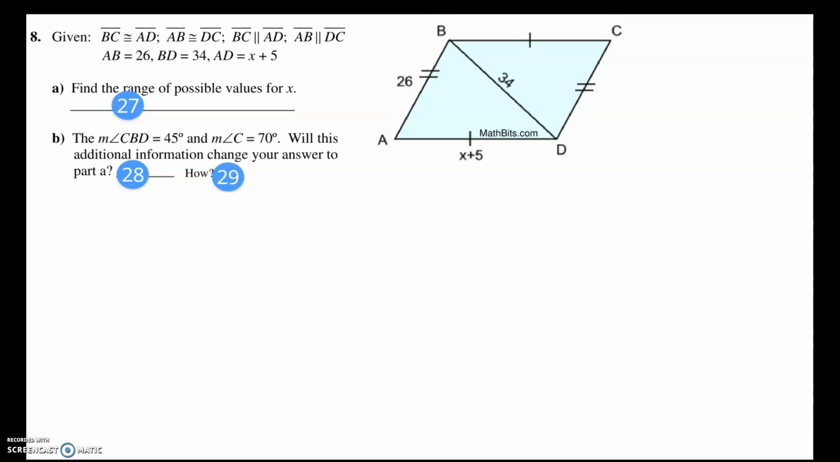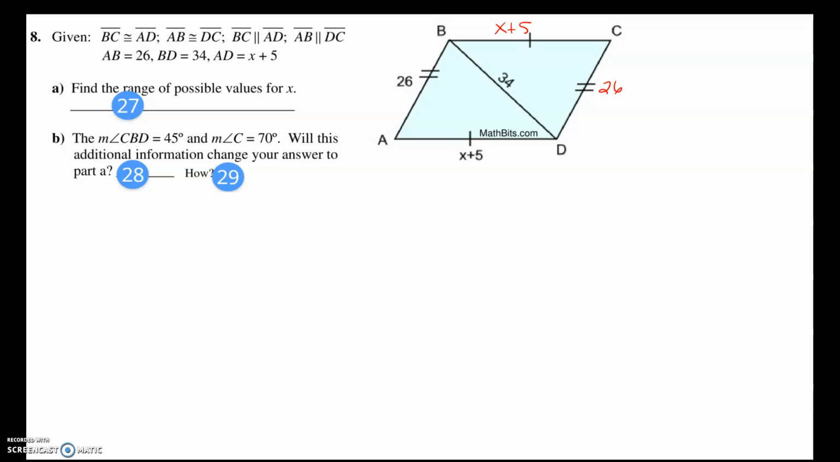Hey guys, this is number 27, 28, and 29 from your Hinge Theorem homework. First thing they're telling you is that BC is congruent to AD, so they have this marked, which means this guy up here is also going to be x plus 5. AB and DC are the same, so this guy's going to be 26.